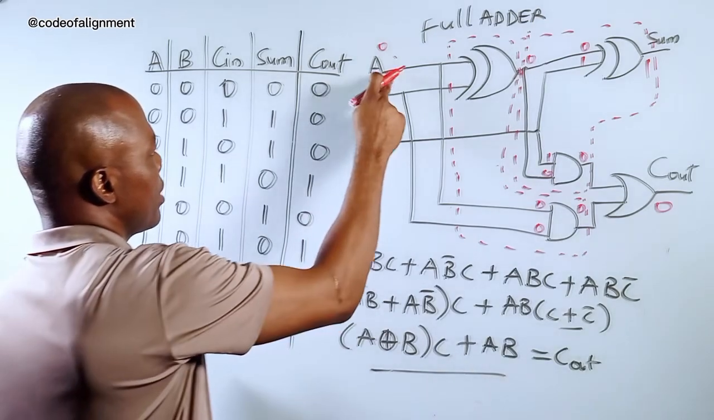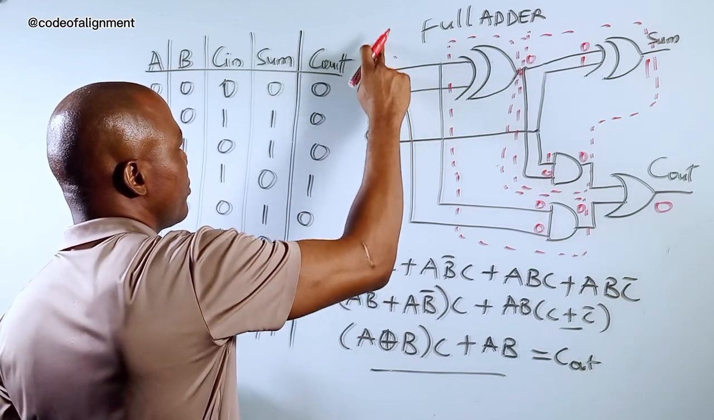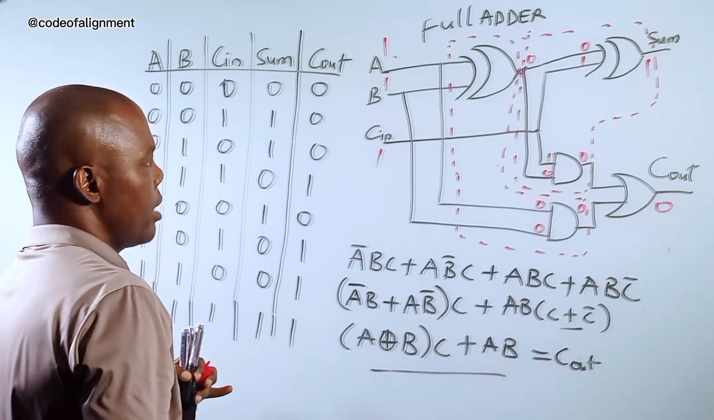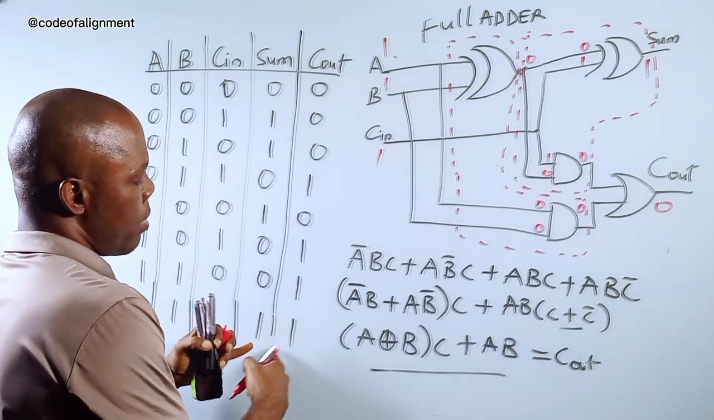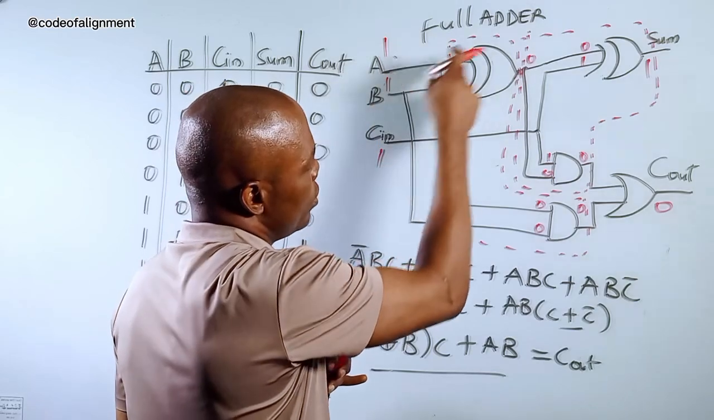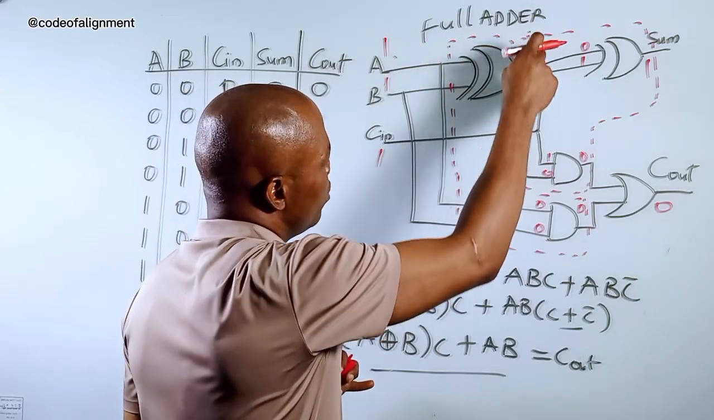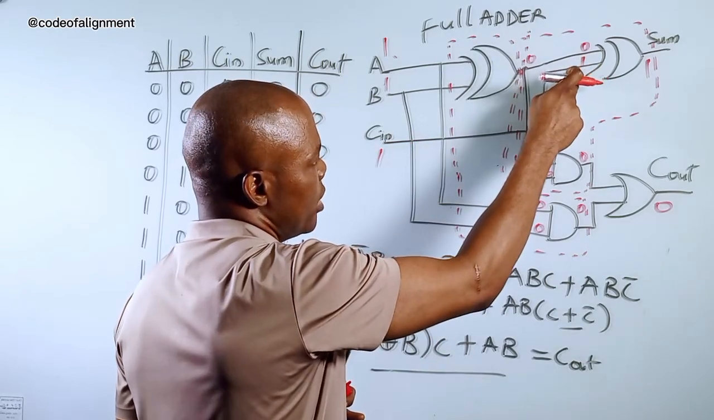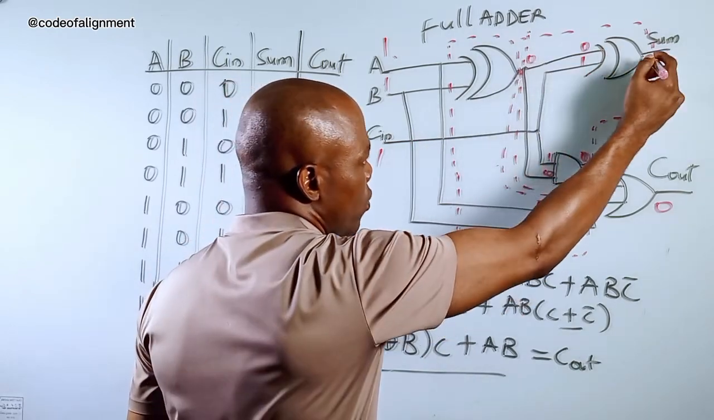Now, let's test with the last one. Everything is 1. A is 1, B is 1, C is 1. So we should have sum as 1 and the carry out as 1. Let's check. This is 1, this is 1; they are the same, so the output here will be 0. But this is 1, so this place is 1. So the output of this one will also be 1.